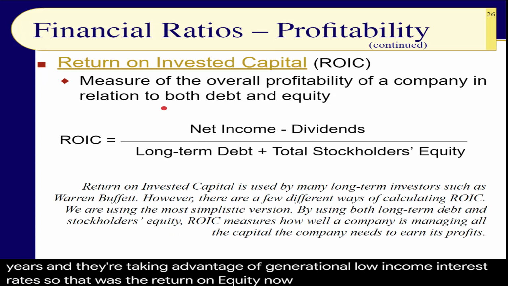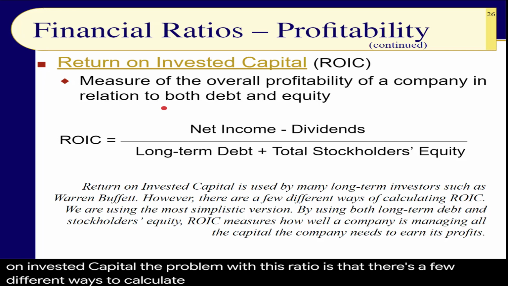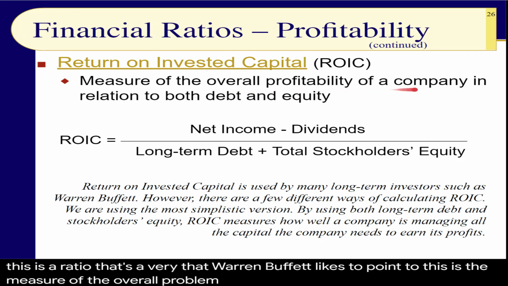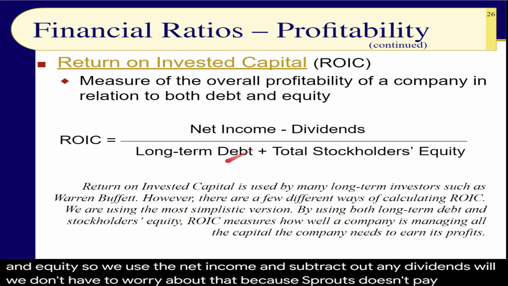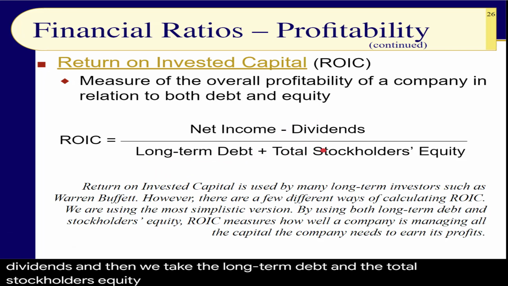Now, a popular ratio is called return on invested capital. The problem with this ratio is that there's a few different ways to calculate it, and we're using the most simplistic version. This is a ratio that Warren Buffett likes to point to. This is the measure of the overall profitability of a company in relation to both debt and equity. So we use the net income and subtract out any dividends. Well, we don't have to worry about that because Sprouts doesn't pay dividends. And then we take the long-term debt and the total stockholders' equity in the denominator.